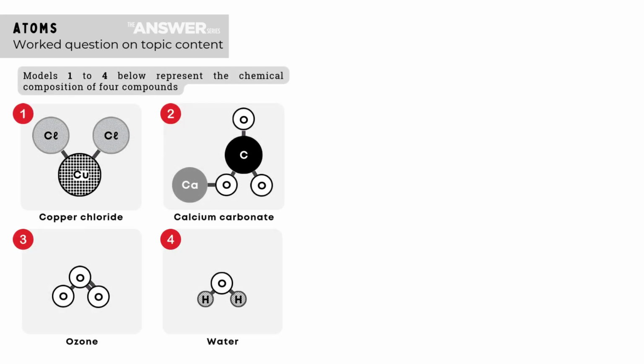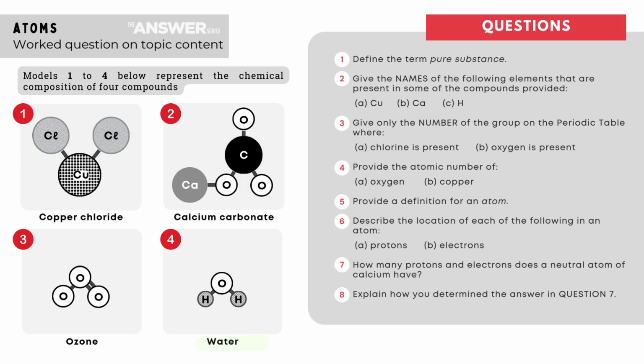So here we have models 1 to 4 representing the chemical composition of 4 different compounds. And what they've provided you with is a picture of the model, as well as the chemical symbols of the elements in each one and the name. So we can see number 1 is copper chloride, number 2 is calcium carbonate, number 3 is called ozone, and number 4 is water. Pause the video here and try to answer the questions yourself before we work through the answers together.